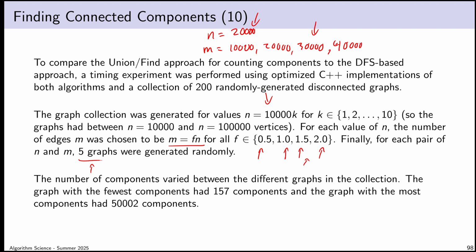Over my collection of 200 graphs, the graph with the smallest number of components had 157 of them, and the graph with the largest number of components had 50,002. And that's a pretty good spread, although we could argue that maybe the DFS-based or union find algorithms have way different performance on graphs with like 2 components or something. So now we know how many components we're working with.